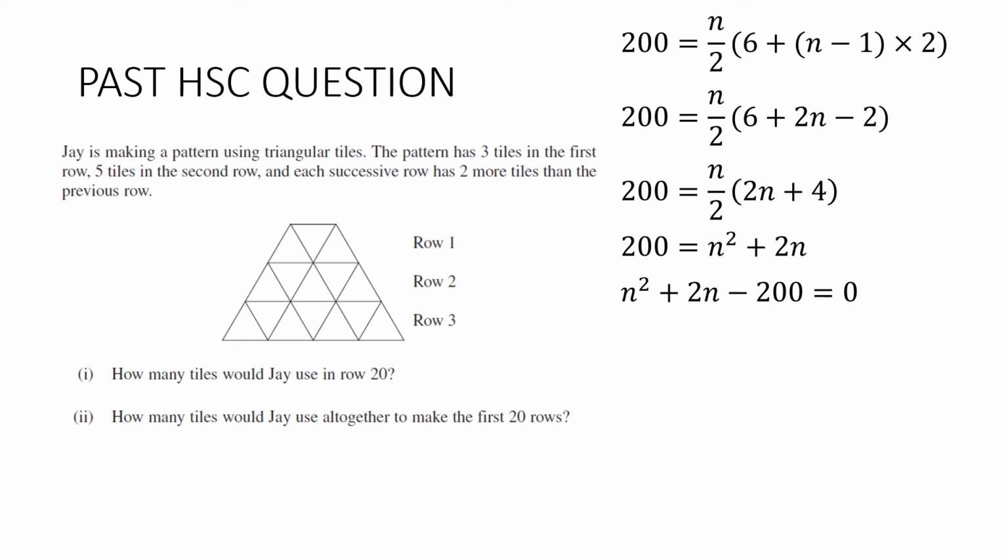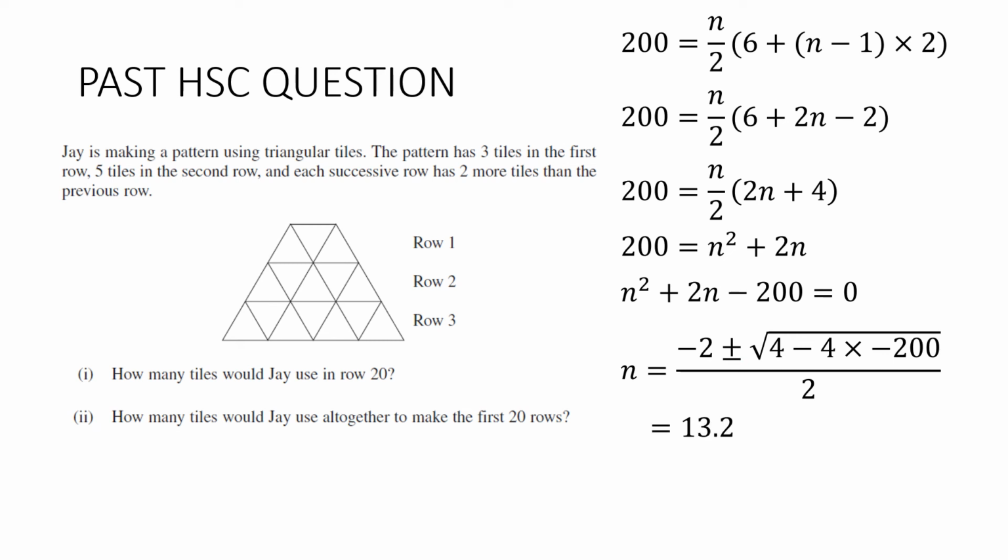Now, the previous question that I did with you on this, we were able to factorise, but I suspect from this sentence here that there's going to be tiles left over, so we won't be able to factorise. We'll get a decimal. So let's put it into the quadratic formula. n is equal to negative 2 plus or minus the square root of 2 squared minus 4 times 1 times negative 200, all over 2 times 1. And we want the positive square root because we don't want negative tiles. So n will equal 13.2. And so J can make 13 complete rows.